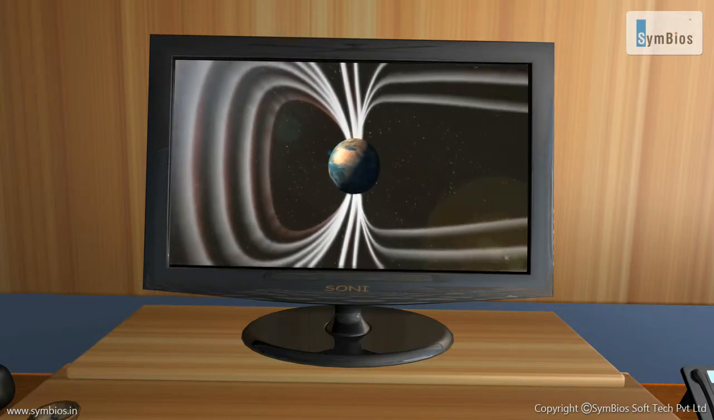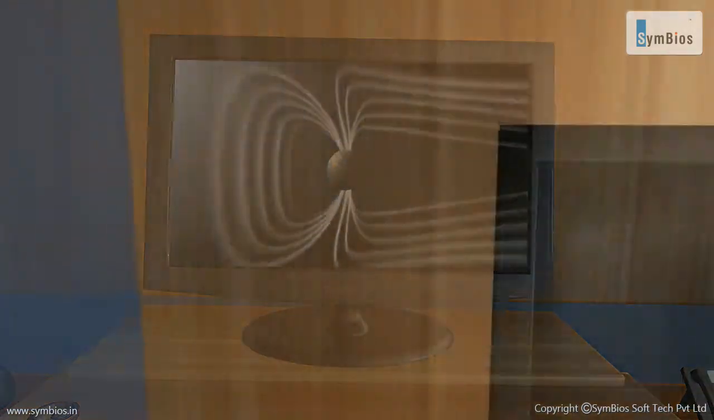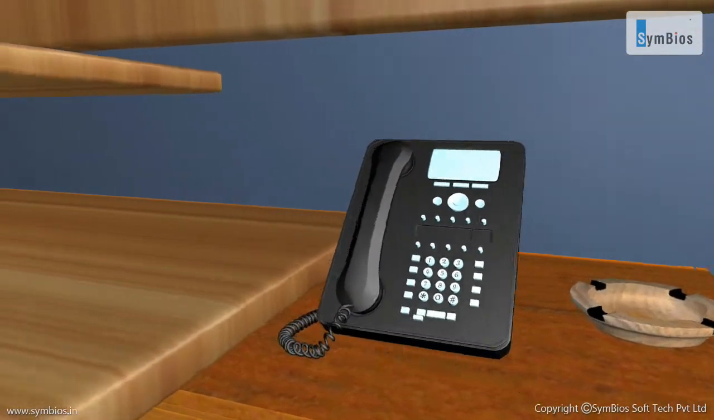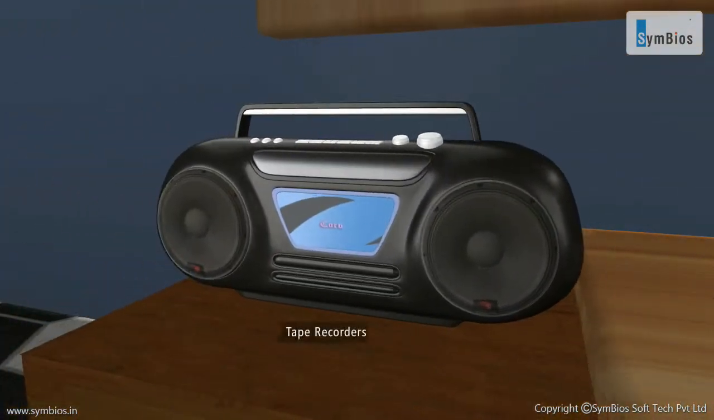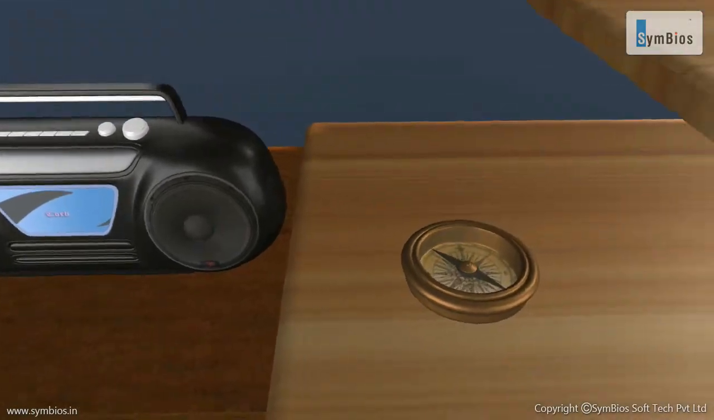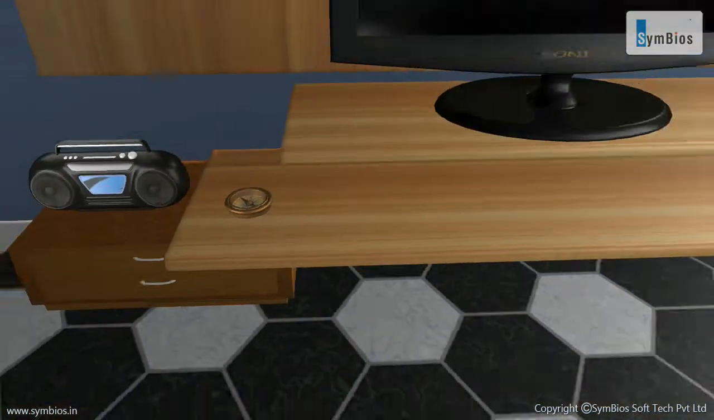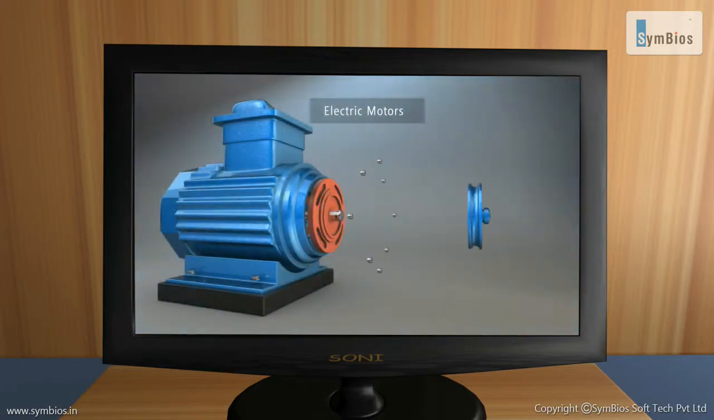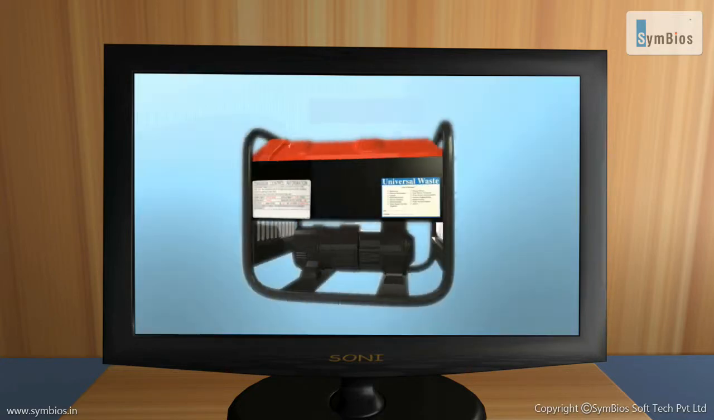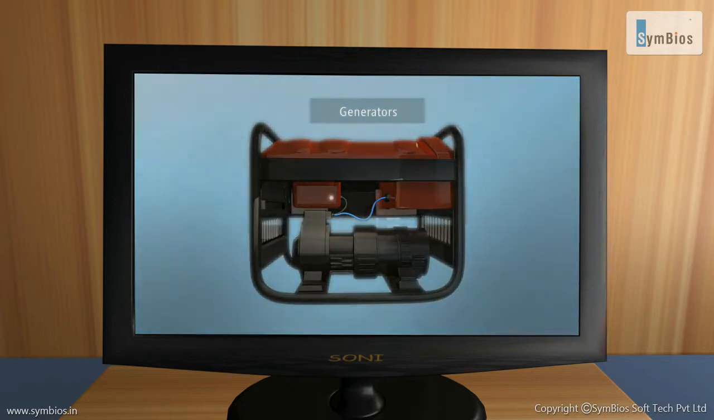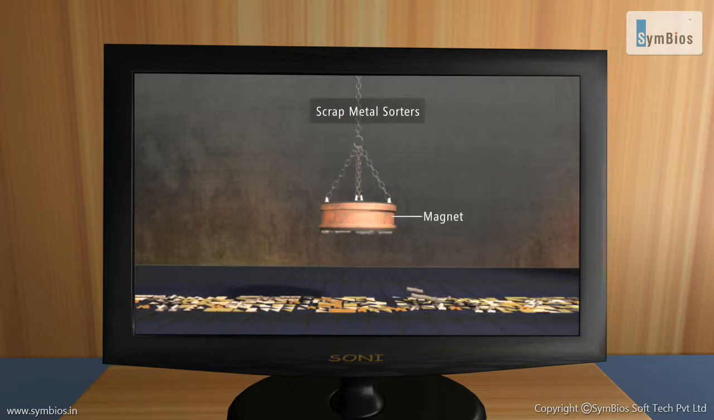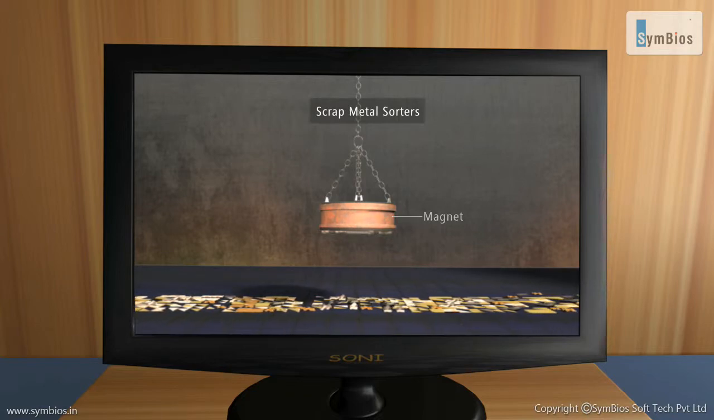Uses of magnets. Magnets are used in many home appliances like doorbells, telephones, tape recorders, and compasses, etc. Magnets are used in electric motors and generators. Magnets are used by scrap metal sorters to separate metal.